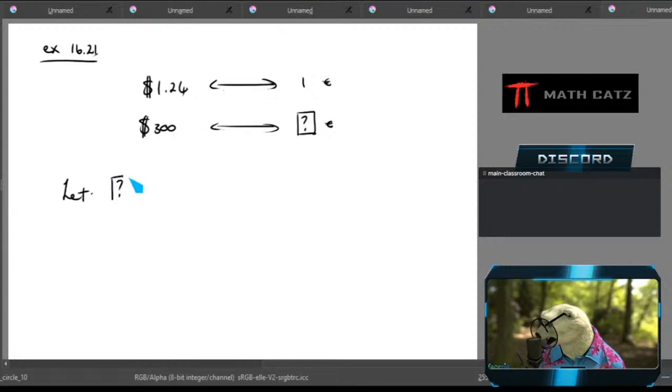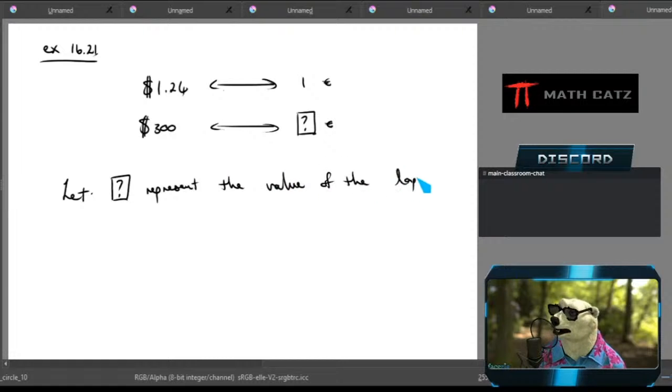Now I want to define my variable. That's pretty obvious what it is. I just want to write a sentence. It's going to represent the value or cost of the laptop in euros. Squeeze it in.